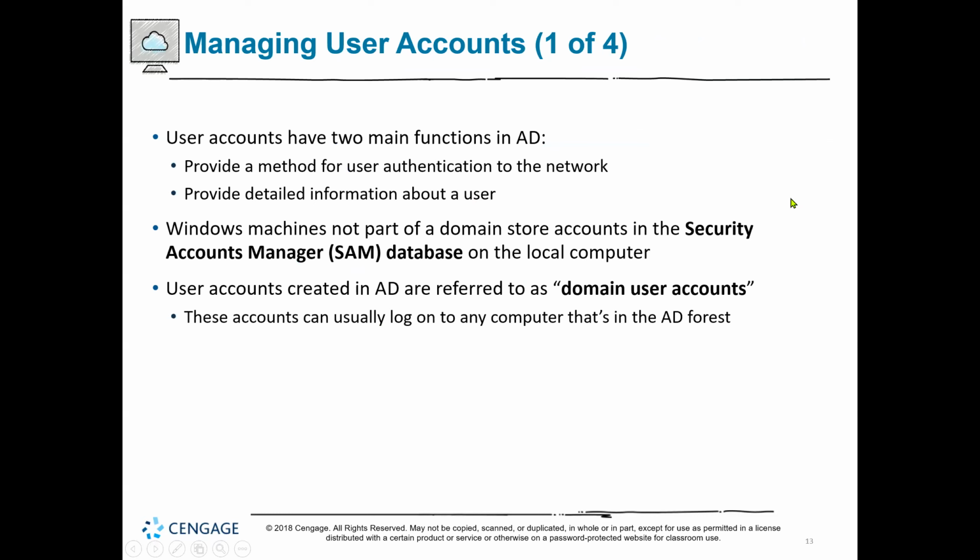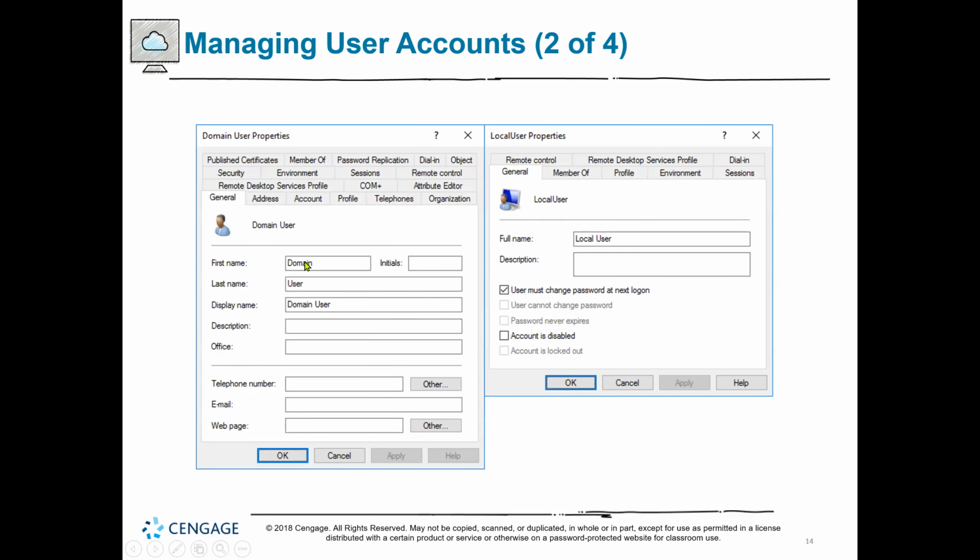Managing user accounts. User accounts have 2 main functions in AD. Provide a method for user authentication to the network, and provide detailed information about a user. Windows machines not part of a domain store accounts in the Security Accounts Manager, or SAM, database on a local computer. User accounts created in AD are referred to as domain user accounts. These accounts can usually log on to any computer that's in the AD forest. So here's an example: domain user properties, local user properties. Notice there's a significant difference in the amount of properties that you have there.